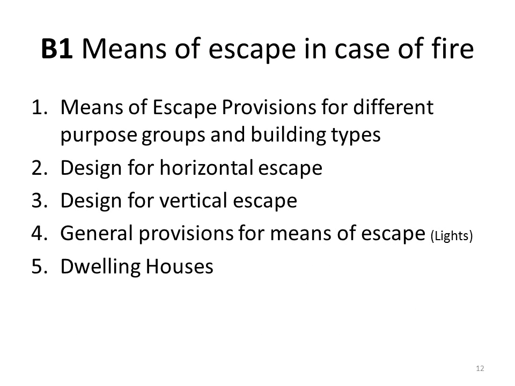So B1, means of escape in case of fire. This would include things like means of escape provisions for different purpose groups and building types. When they're talking about different purpose groups, they mean large public buildings, maybe kids in schools, also people in hospitals, that kind of thing. Design for horizontal escape, obviously that's out through safety doors, and then we have design for vertical escape, so we're talking about stairwells and external fire escapes. General provisions for means of escape include lights, safety lights, and dwelling houses.